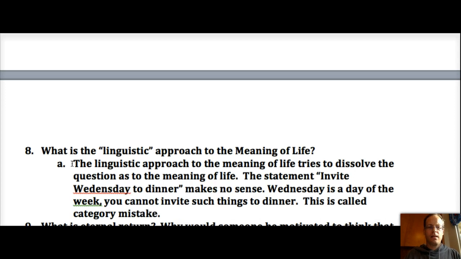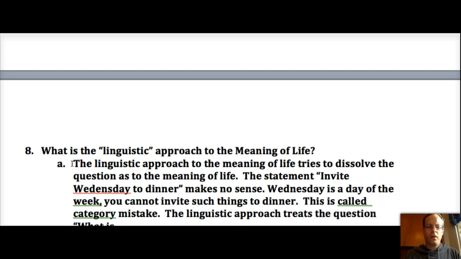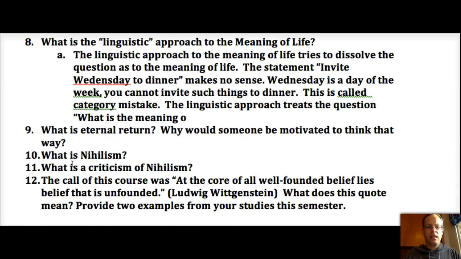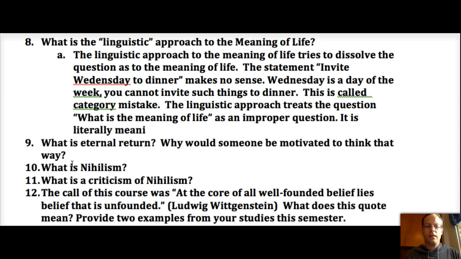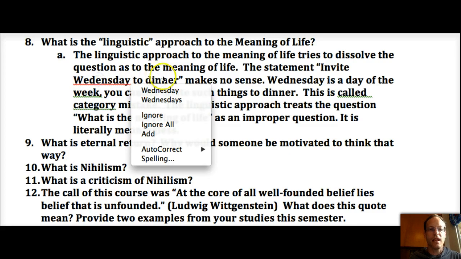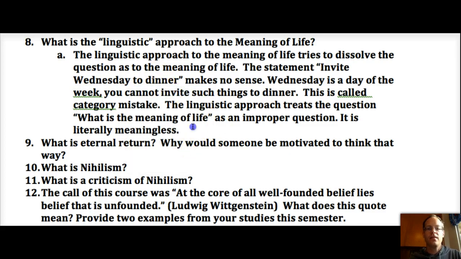This is called a category mistake. The linguistic approach treats the question of the meaning of life as an improper question. It is literally meaningless, right? So it doesn't make any sense at all to ask that question. Notice, just as a side note, this is actually far different than nihilism. Nihilism says there is no meaning to life. This approach says it doesn't even make sense to say that it does or doesn't have meaning. It's a category mistake. So this is not nihilism. It's a little bit different.